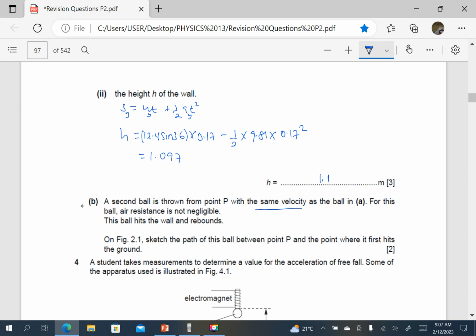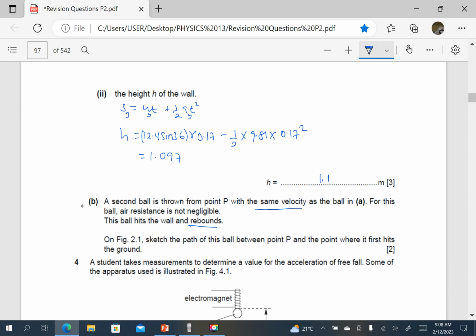The second ball is thrown from point P with the same velocity as the ball in A. For this ball, air resistance is not negligible. The ball hits the wall and rebounds. Air resistance is not negligible. It means it is going to move on a path. The path will actually be less than the one which is already there, because air resistance is not negligible. Also, if air resistance is not negligible, there is a possibility of the graph becoming horizontal.